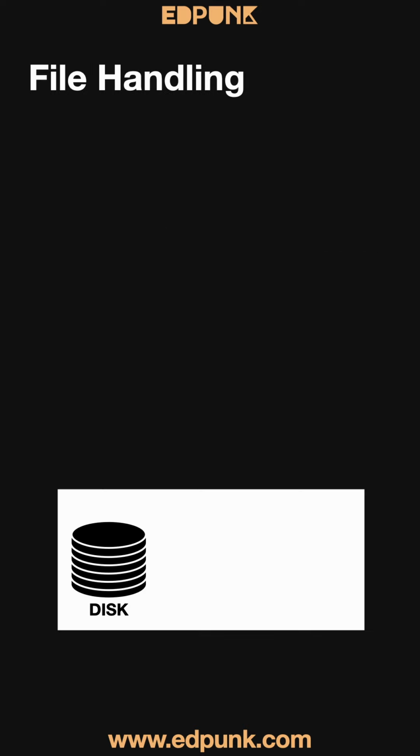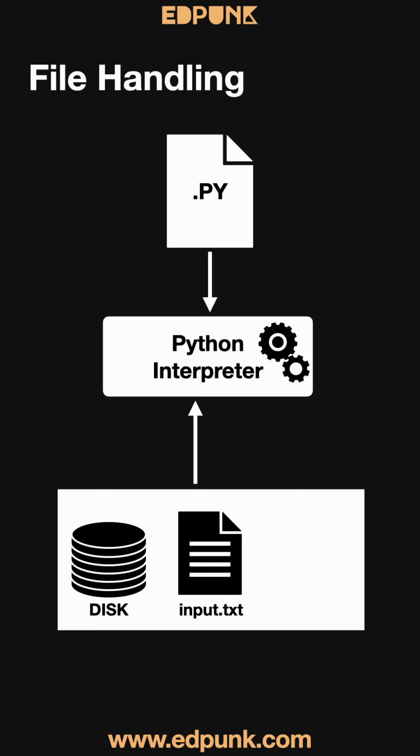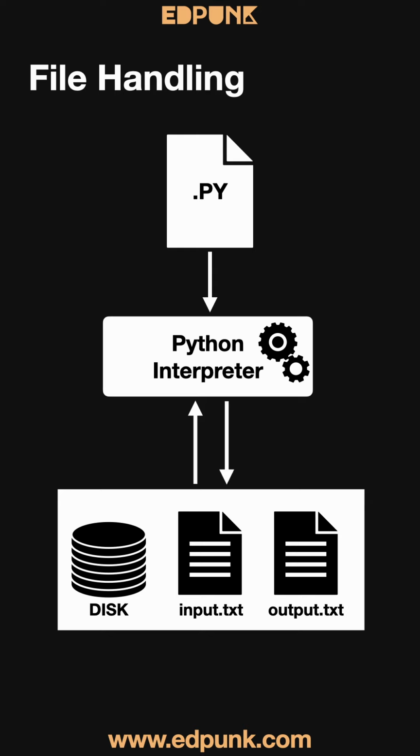Just like words can be written on a piece of paper, information can be stored on a computer disk as a named location or a file. Python comes with the inbuilt capability to interact with these files. Through file handling, Python programs can read a file to provide input data and output the results into a file for later use.